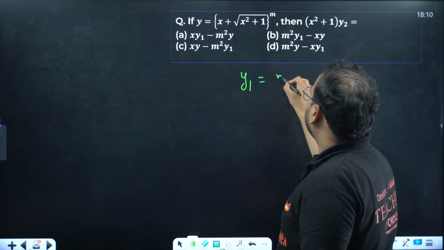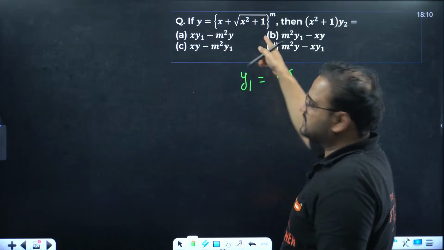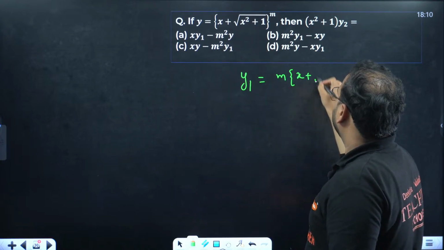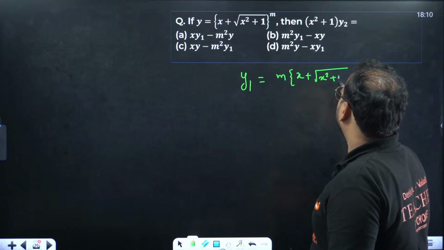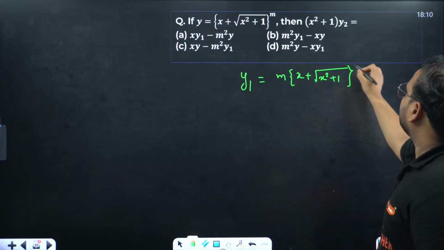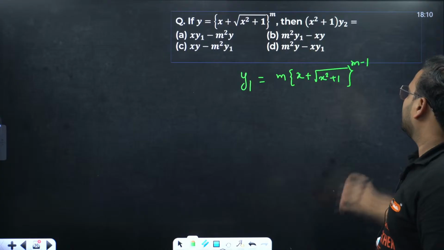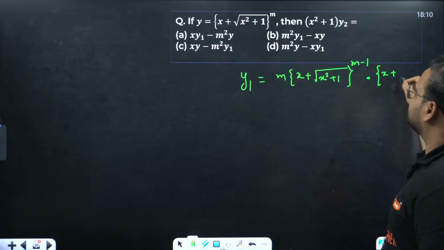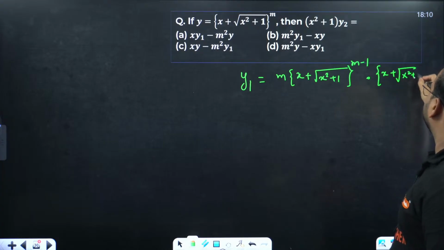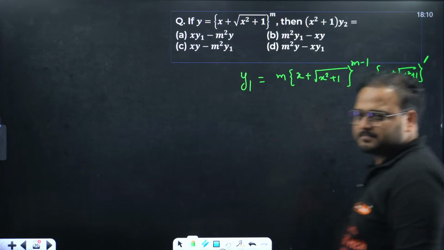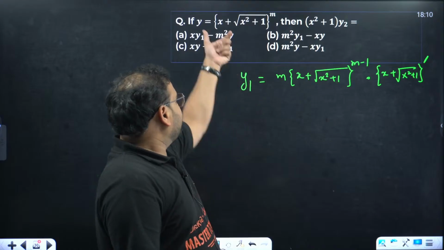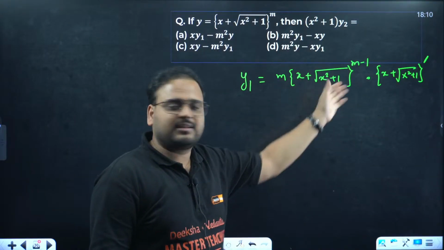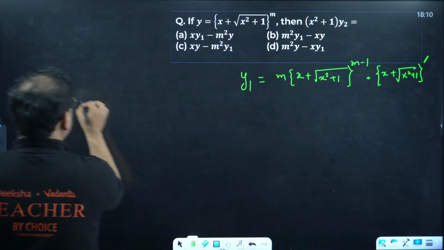So it will become what? M times of, this is the polynomial function basically, x plus root of x square plus 1 power m minus 1. And what next? By chain rule, this part's derivative x plus x square plus 1, this function's derivative they're asking. If you differentiate the y, this is the condition. Differentiation of first will be using polynomial condition, and then the chain rule will come. Continue and check over here.